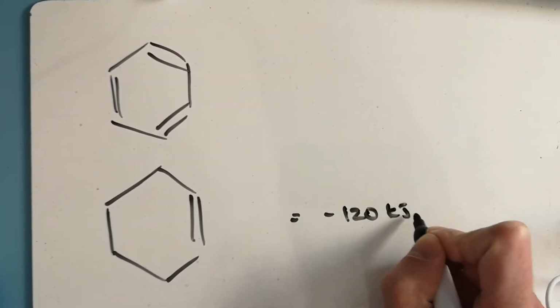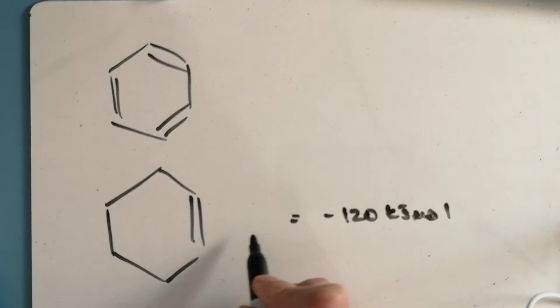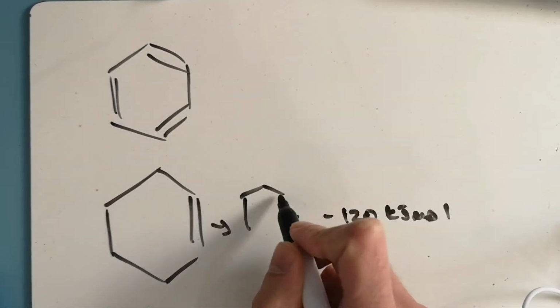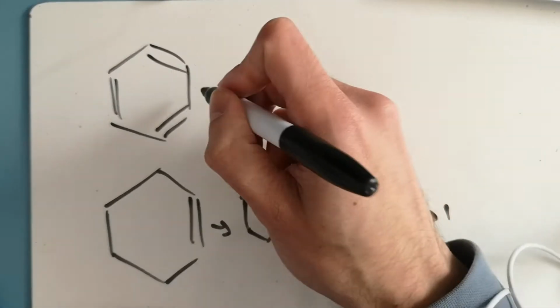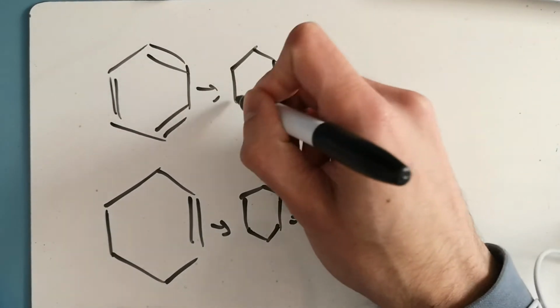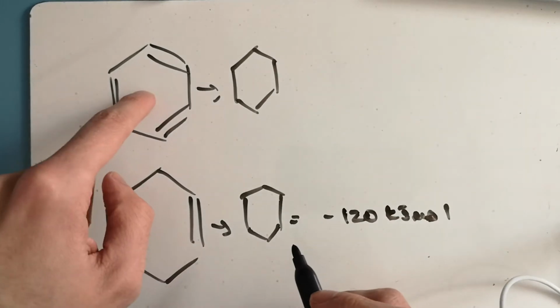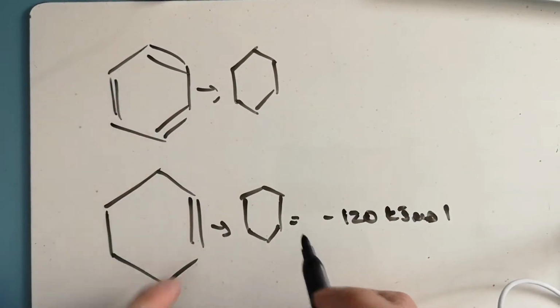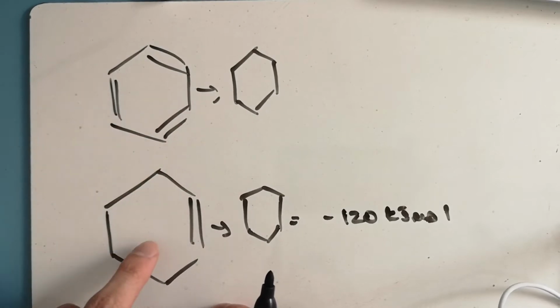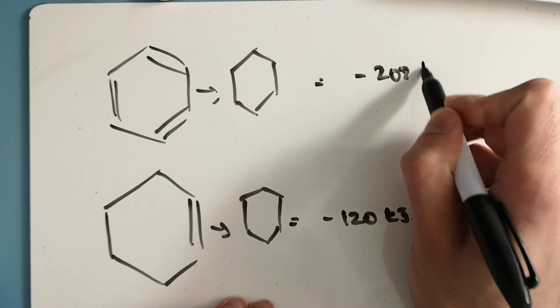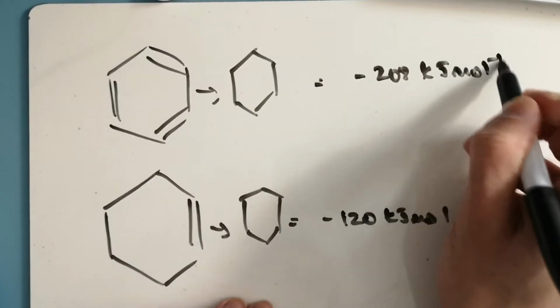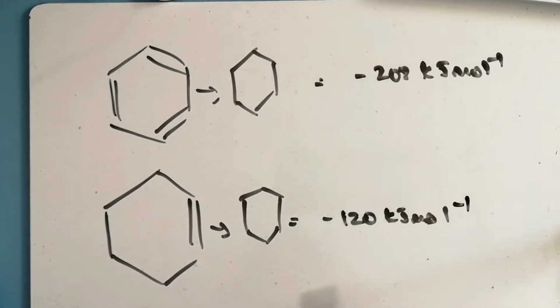120 kilojoules per mole. So to turn this into cyclohexane, the enthalpy is minus 120 kilojoules per mole. To turn benzene into cyclohexane, which you'd imagine is 3 times more than this, because it's doing 3 bonds instead of just 1, is actually a lot lower. That's minus 208 kilojoules per mole. So the question asks, why does this happen? How can we account for this?